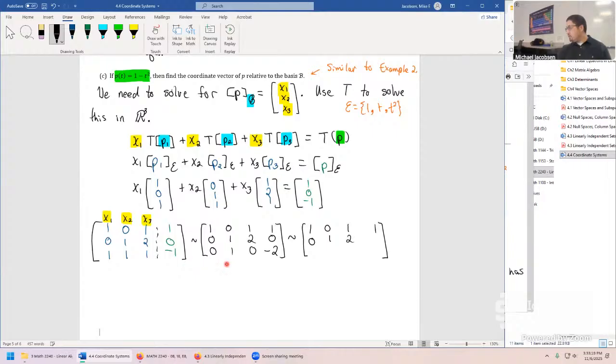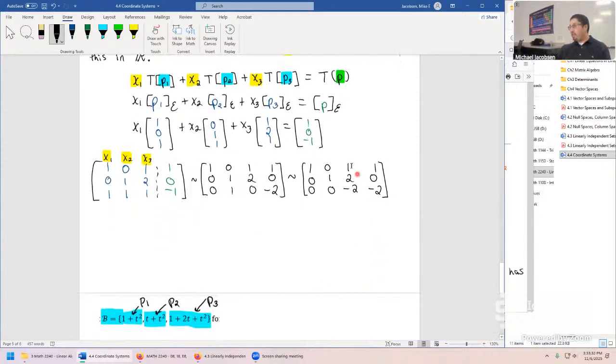0, 1, 2, 0. Multiply row 2 by negative 1. Add it to row 2, and we get 0, 0, negative 2, negative 2. We're just about there. The coefficient matrix part will become row equivalent to the 3 by 3 identity matrix because we know that this is a basis already.